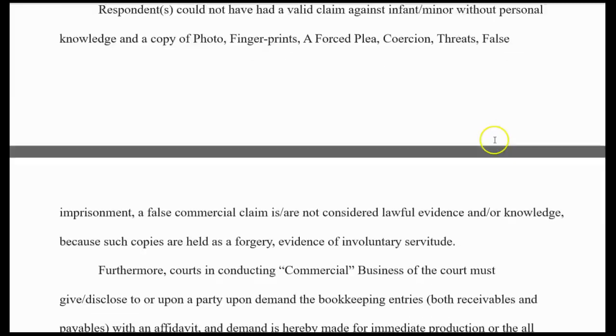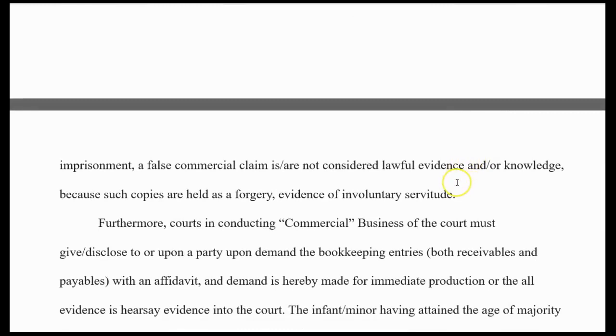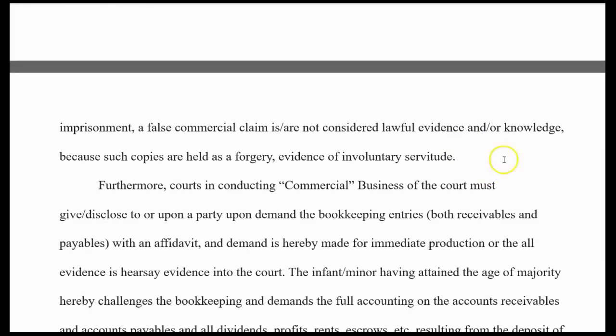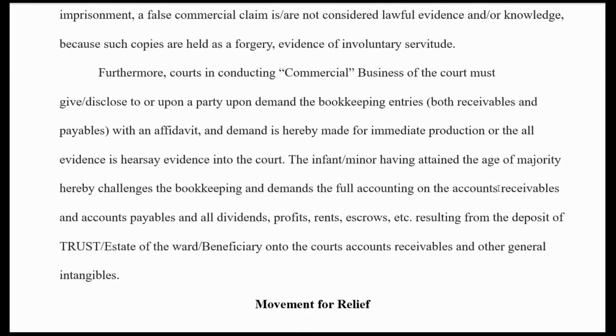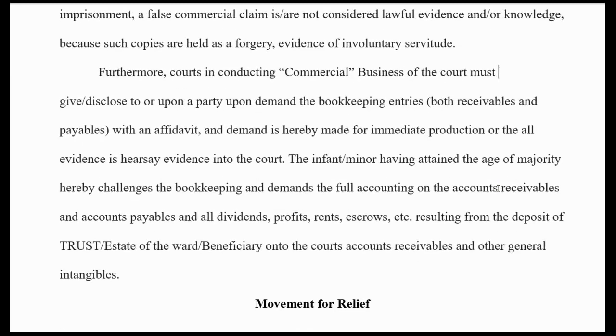plea, coercion, threats, anything that's gone on in the case is really forgery and really trying to put you into involuntary servitude. This document gets into that. And, of course, the Constitution prohibits that. Again, see, the reason we fall into this other stuff is because we volunteer for it and don't realize that we are.